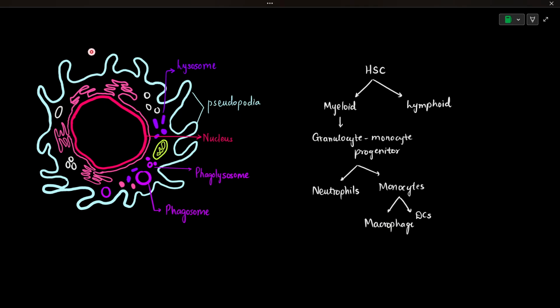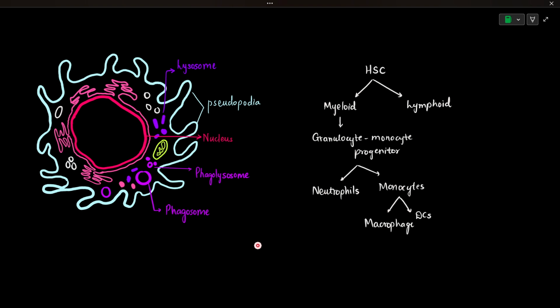So this particular cell here is representing a macrophage. You can see a lot of projections which are called pseudopodia, because they are going to help in the phagocytosis. Those pseudopodia are going to engulf the particular pathogen or the bacteria which is present in the extracellular environment, and then that is going to form the phagosome. Okay, so this phagosome, when it merges with the lysosome, is called phagolysosome. So first the phagosome is formed, and then it forms phagolysosome.